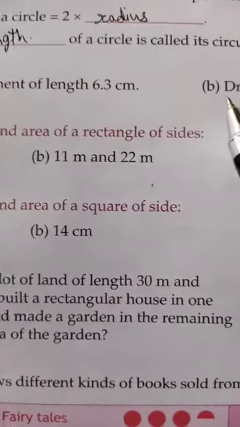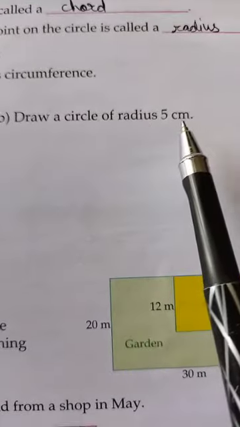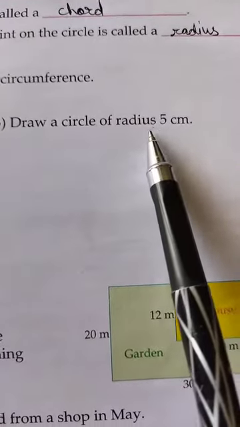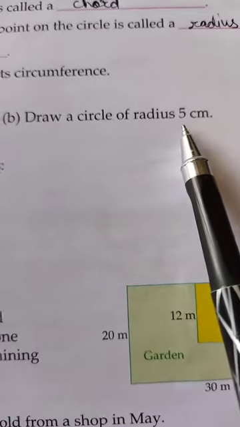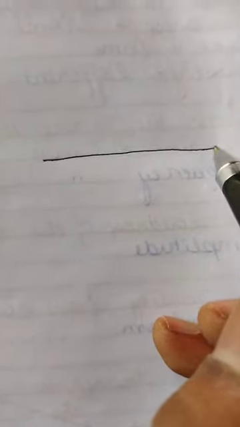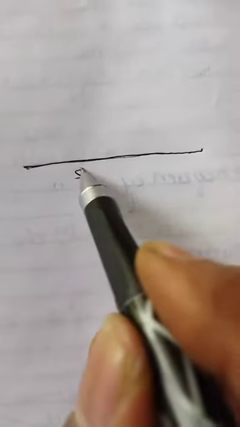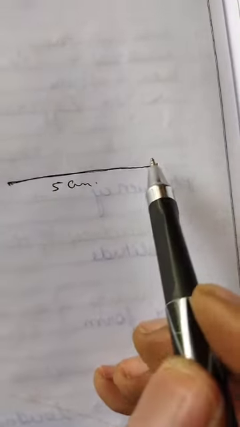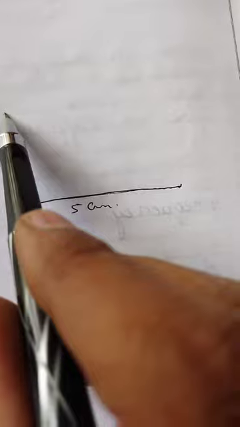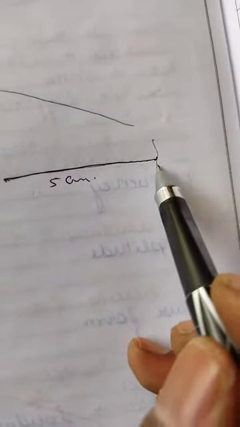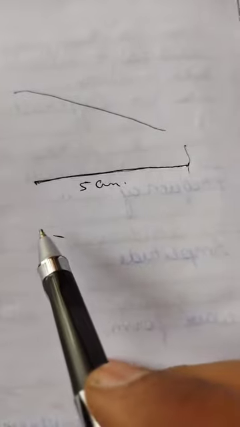Then second B part. Draw a circle of radius 5 centimeter. In this you have to make a circle whose radius is 5 centimeter. See how you will make it. You mark a line of 5 centimeter. Use your scale and draw a line of 5 centimeter. Then use your compass and by taking the distance from here till here, put your compass here and draw the circle. By touching like this, you can draw a circle.